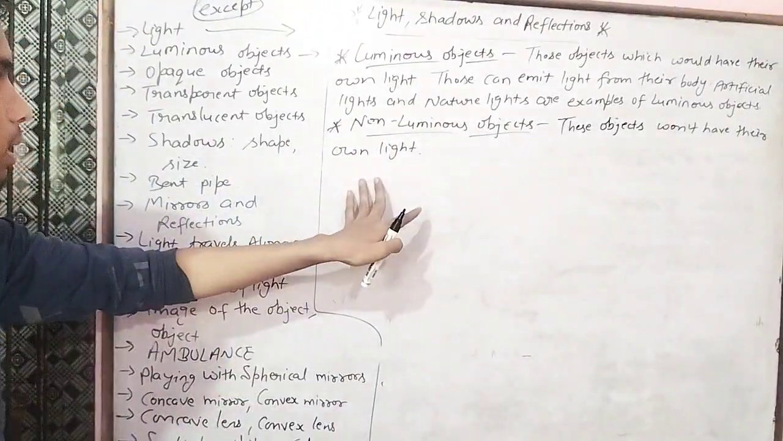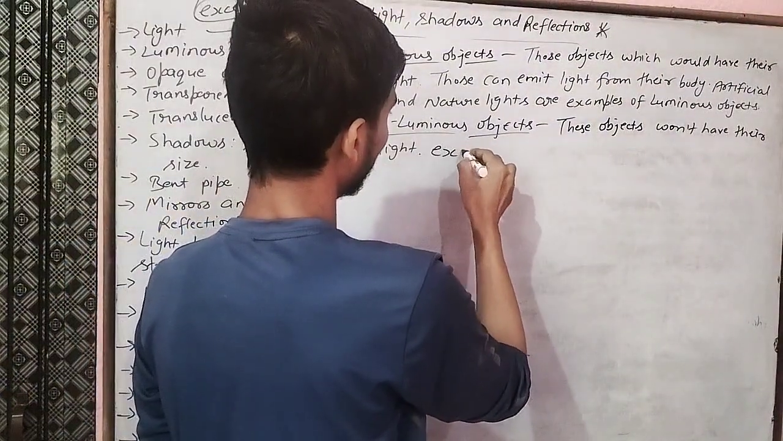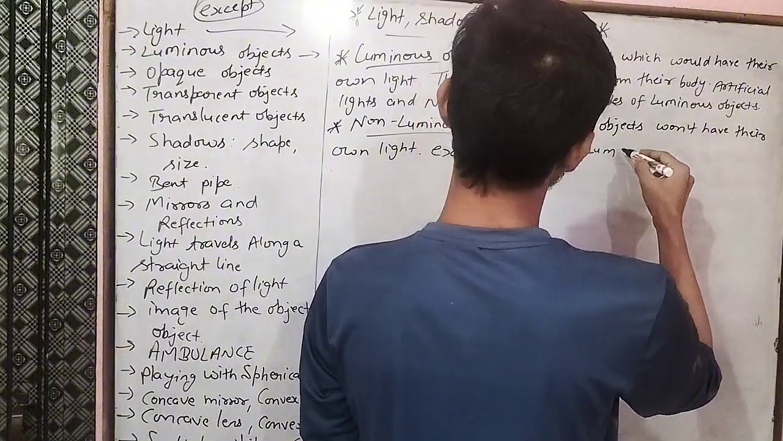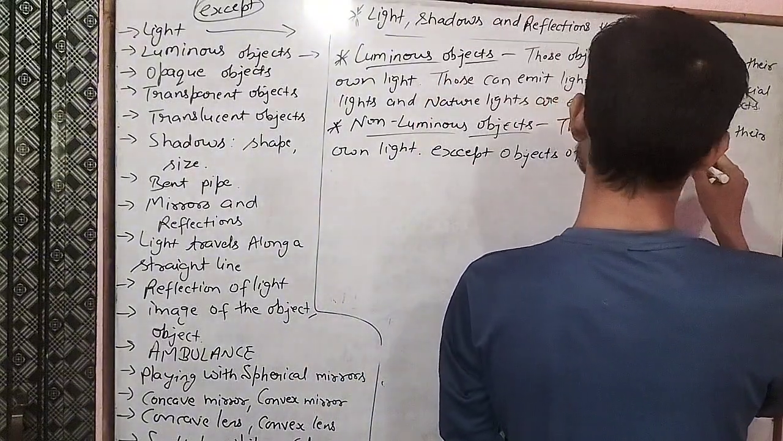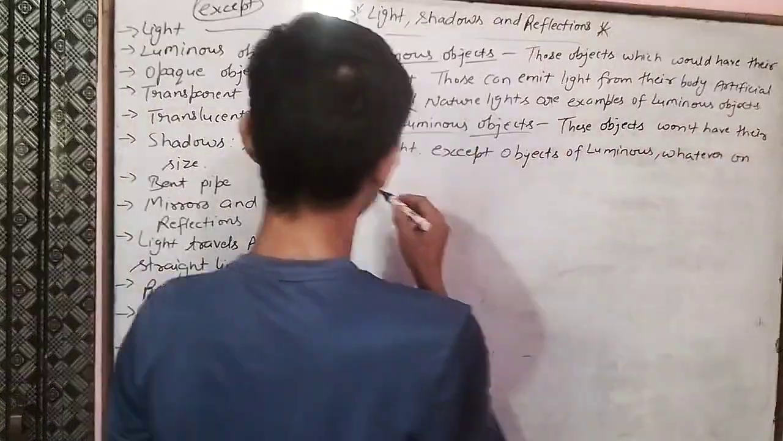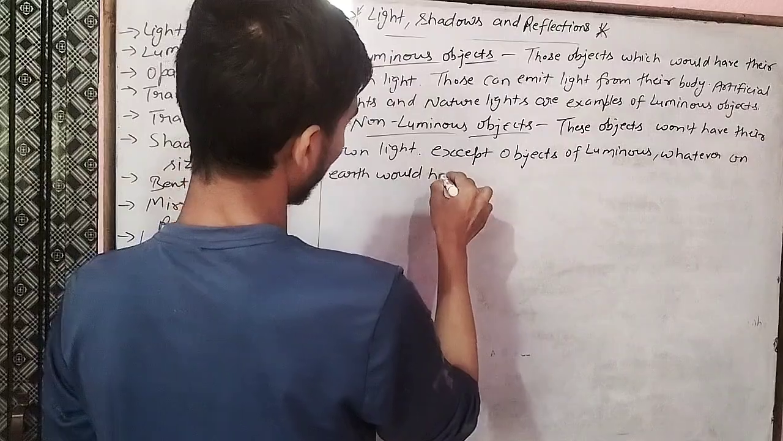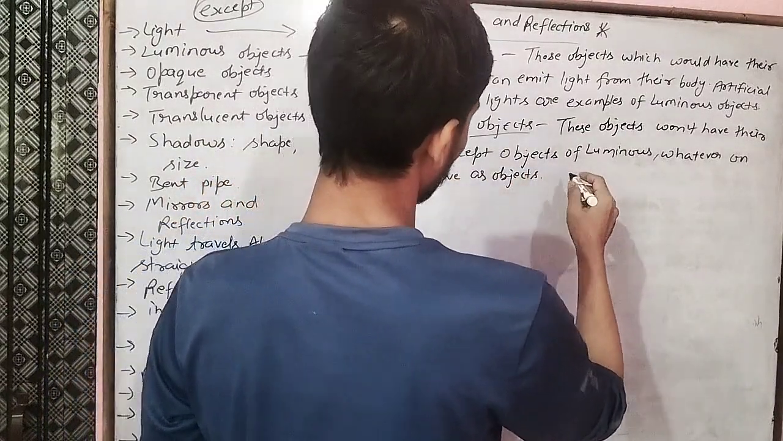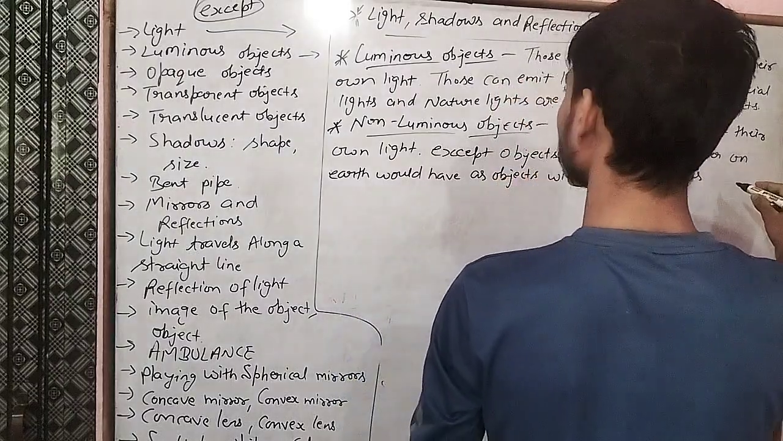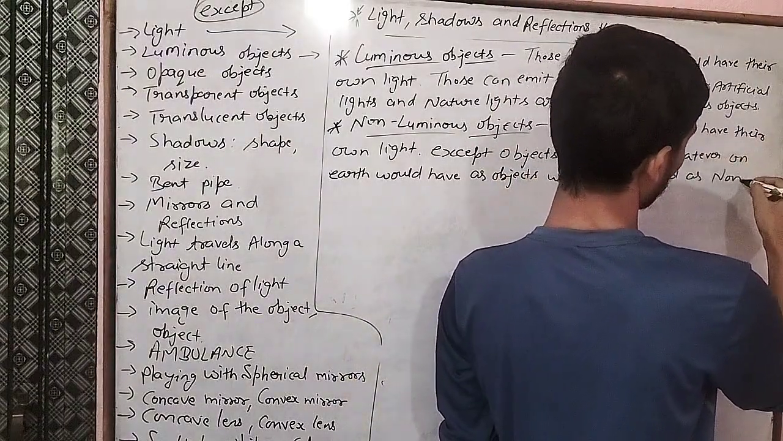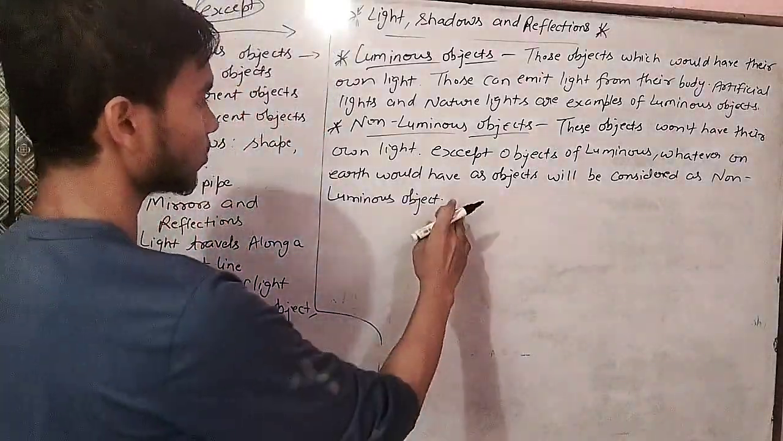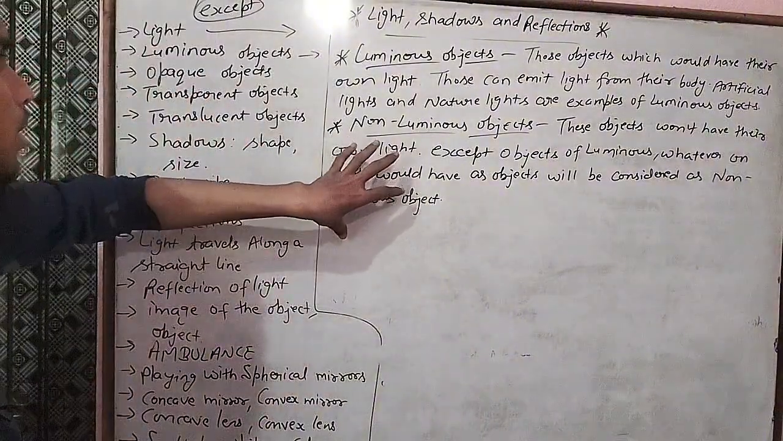So these objects won't have their own light, except objects of luminous, whatever on earth would have as objects will be considered as non-luminous object. Clear? That's it.